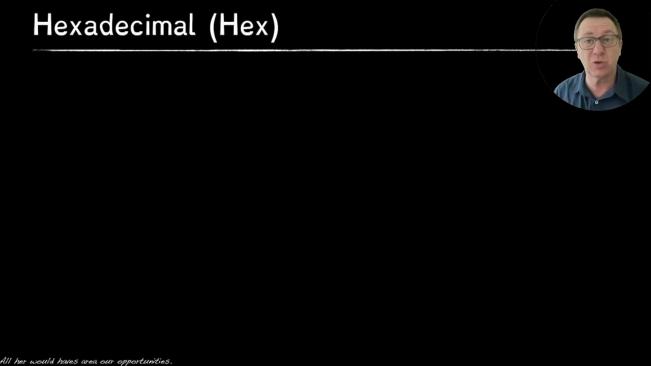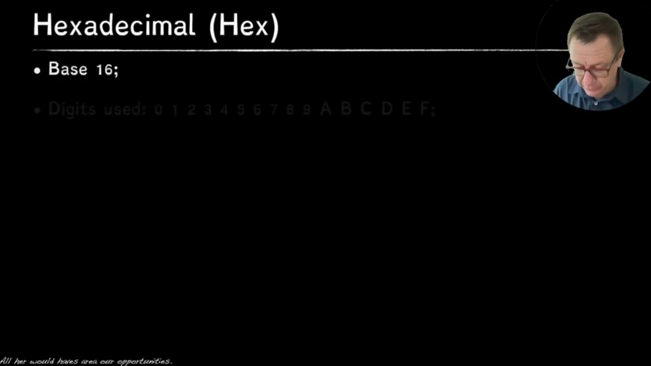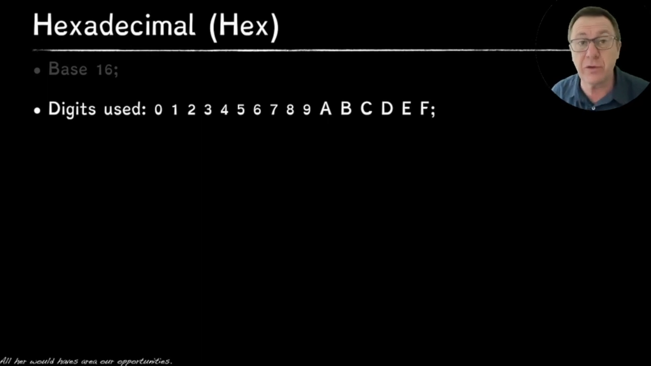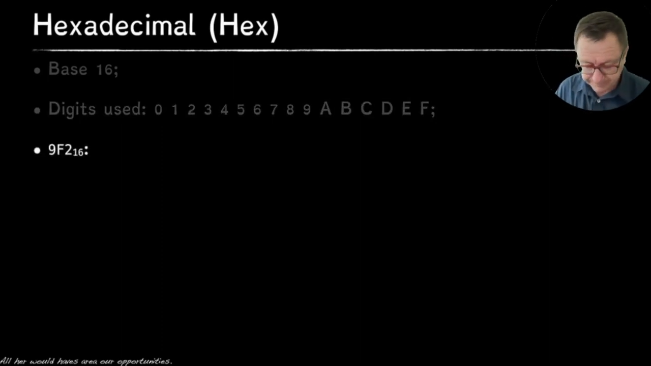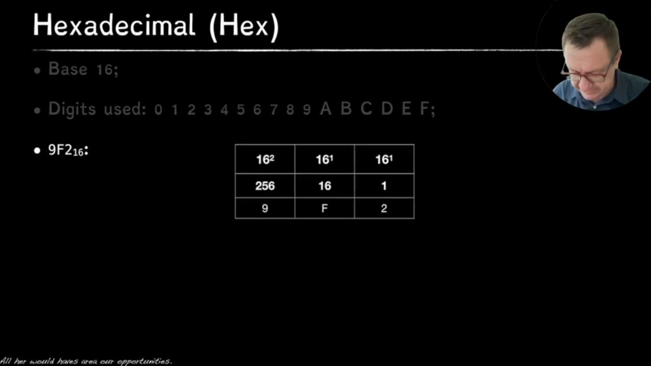So let's now take a look at hexadecimal, which is even more fun because it's base 16. So we're using the digits 0 through F: 0 1 2 3 4 5 6 7 8 9 A B C D E F. That's how we do it. 9F2 base 16. How are we going to do this? This is how we've done it.